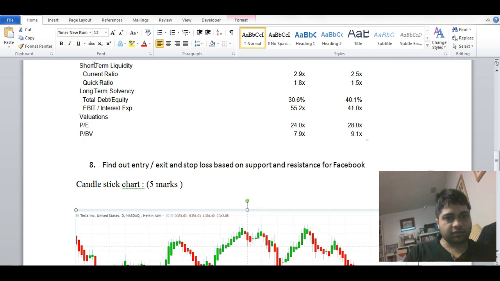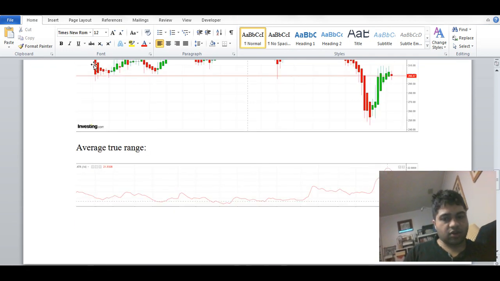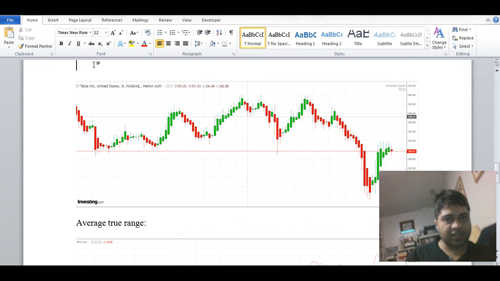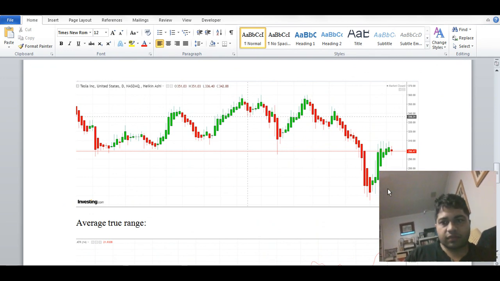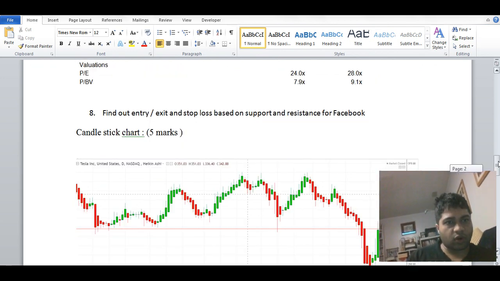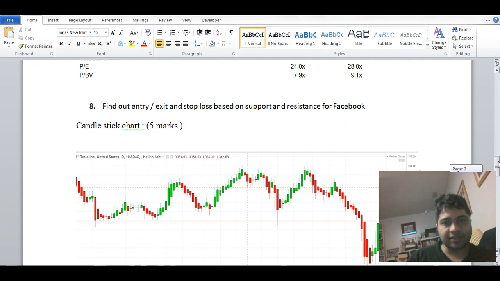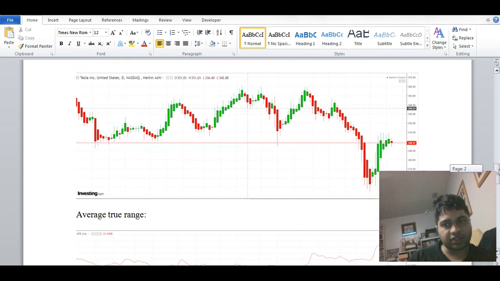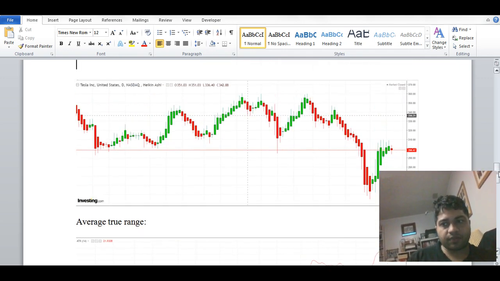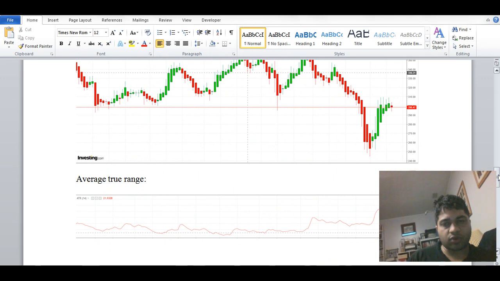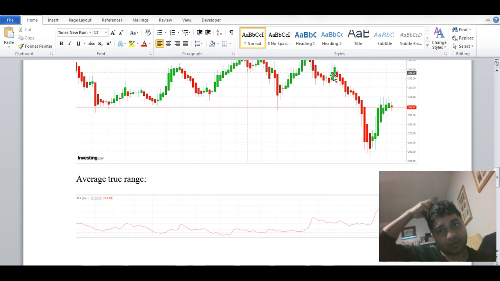Eighth question, my favorite part. So this is the chart that is given to you. It is Tesla's chart and it is United States. So Tesla is currently trading at this price. Okay, they are asking you to do what? Find out entry, exit, and stop loss based on support and resistance for, it's not Facebook, it is Tesla. So we have to find out entry based on support and entry based on resistance, then exit and stop loss for both of them.